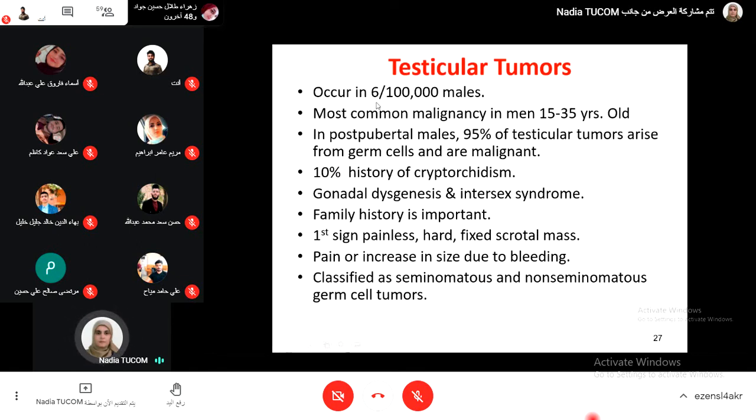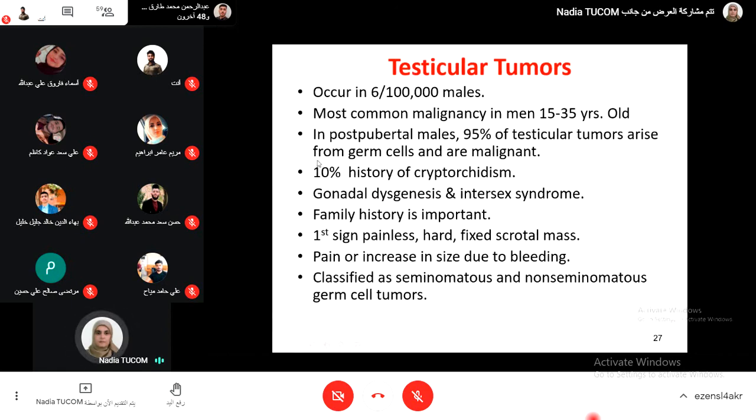Testicular tumors occur in 6 for each 100,000 males. Most of these malignancies occur in young adults, 15 to 35 years old, and post-pubertal males. 95% of testicular tumors arising from germ cells are malignant. Unlike ovarian tumors, germ cell tumors of the ovaries are mostly benign, whereas testicular germ cell tumors are mostly malignant.